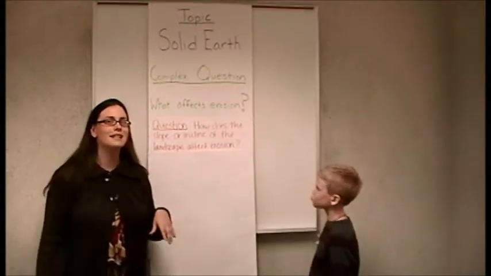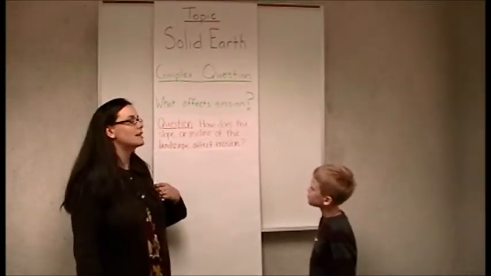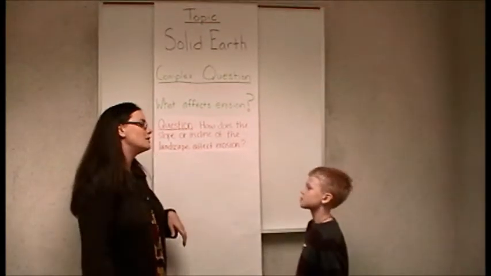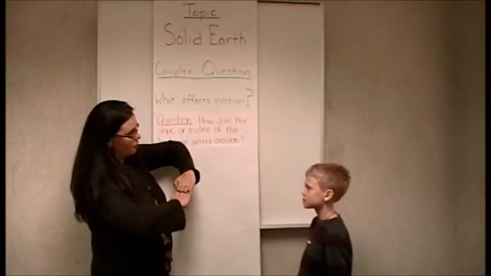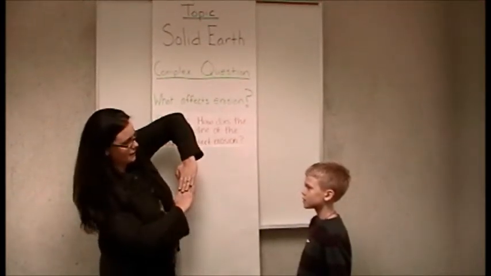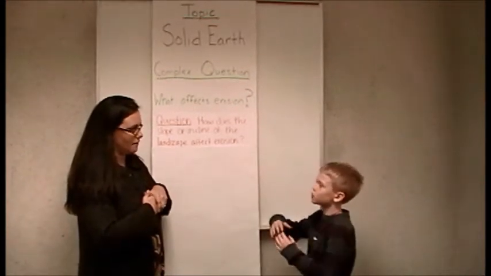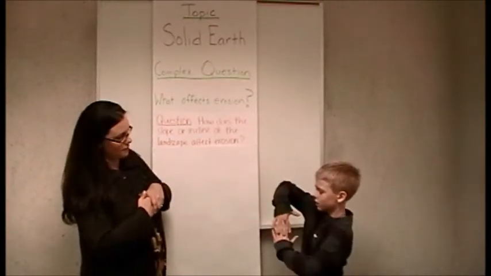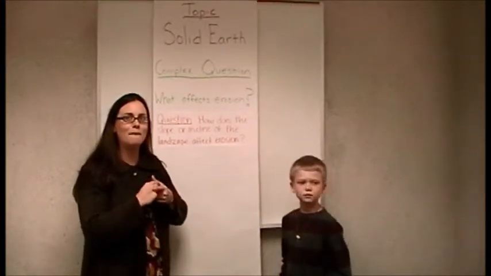Okay, so our first testable question was, how does the slope or incline of the landscape affect erosion? So Austin, what do you think will happen if we pour rainwater on soil that's like this, or soil that's like this? Well, if it's not much down, then I think small amounts will fall. But if it's more down, then I think more bigger amounts will fall. Okay, let's test it and find out.